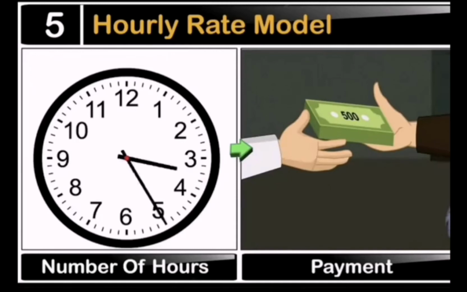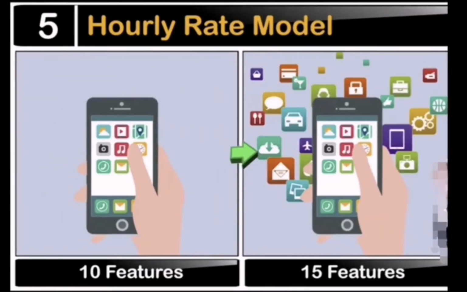In the hourly rate model, a person gets paid for the number of hours he works. Let's say a person has set his hourly rate to $150, and he works for 10 hours on a project. Then he will get paid by the client a total amount of $1500. It actually goes well for freelancers, for graphic designers, for ad generation or application development.